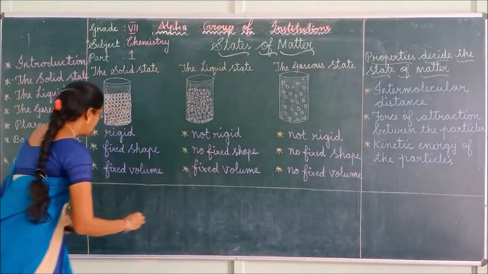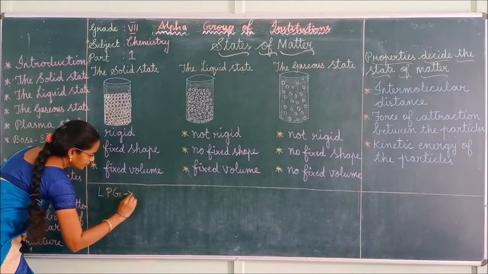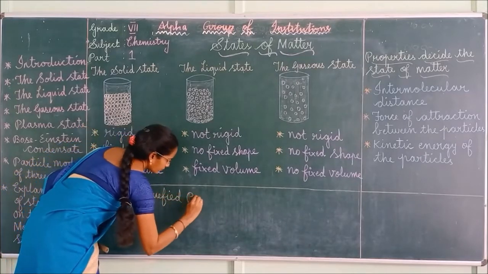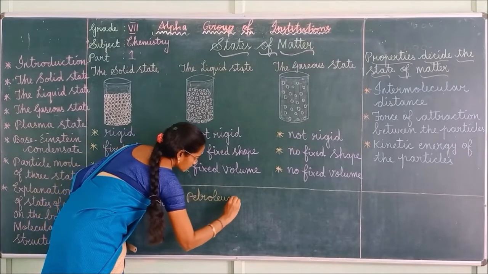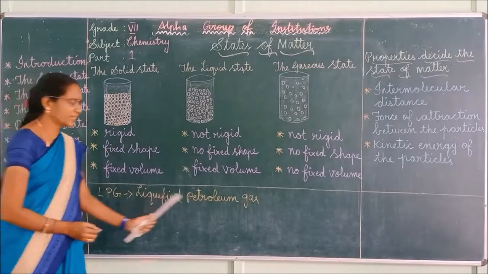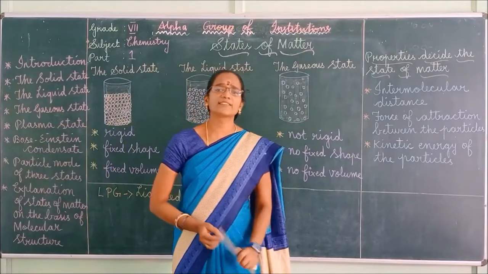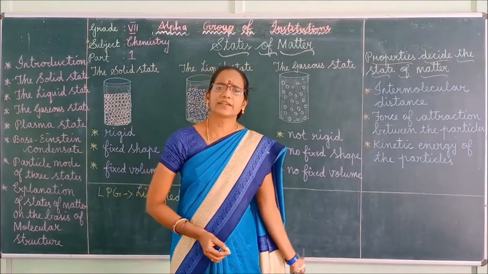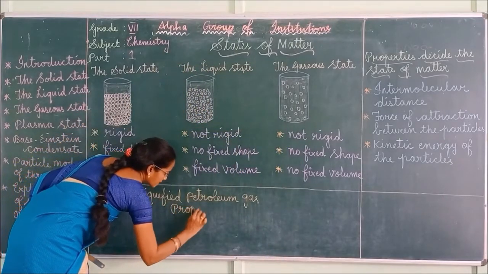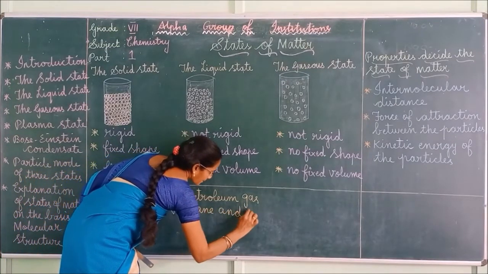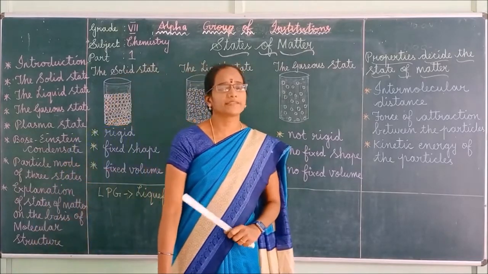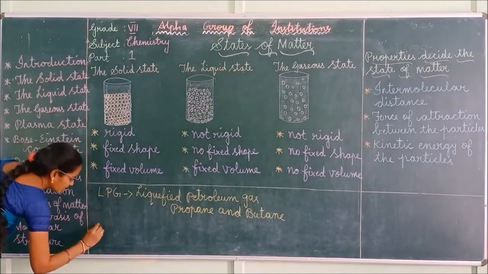LPG means what? Liquefied petroleum gas. So this liquefied petroleum gas, short form is LPG. It is most commonly used in households as a fuel for cooking. Mainly it consists of propane and butane gases. And another one is, you might have heard about compressed natural gas. That is short form as CNG.